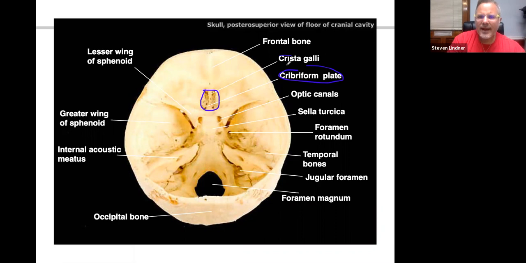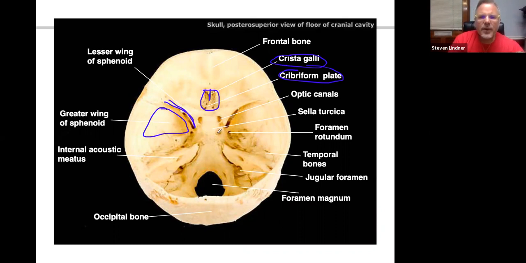And the crista galli, that's that extension of the perpendicular plate, which is an extension of the vomer going straight up. This right here is the lesser wing of the sphenoid, and then this right here is the greater wing of the sphenoid. The sphenoid means like butterfly or bat, the bat bone. It looks like the wings of a bat.